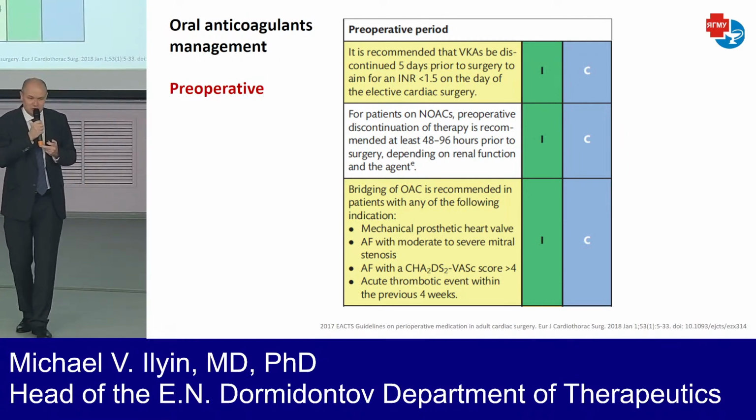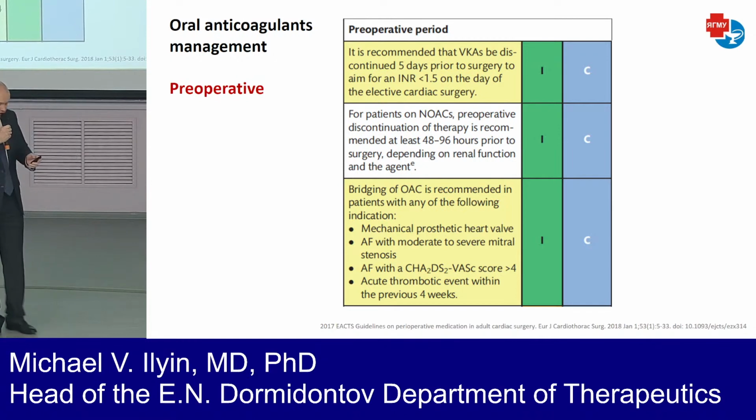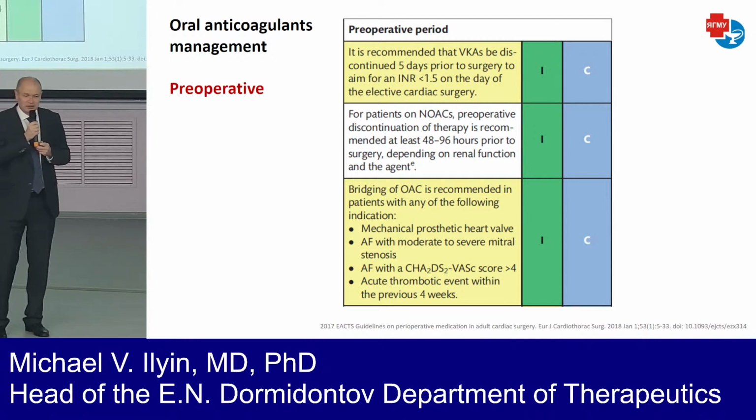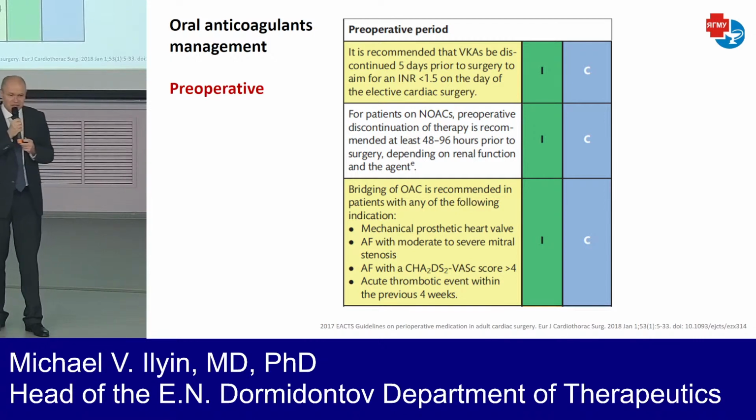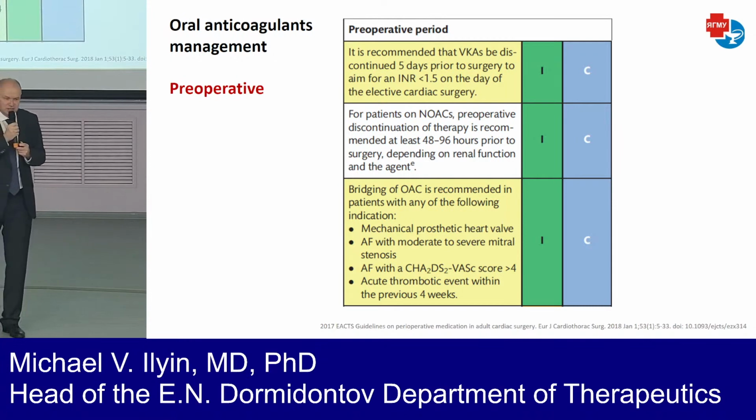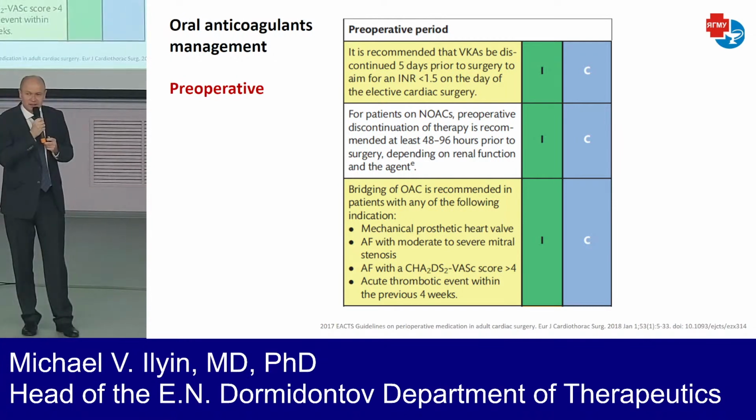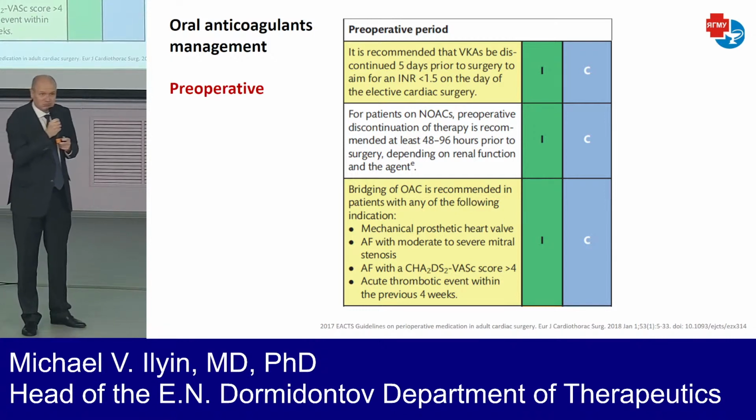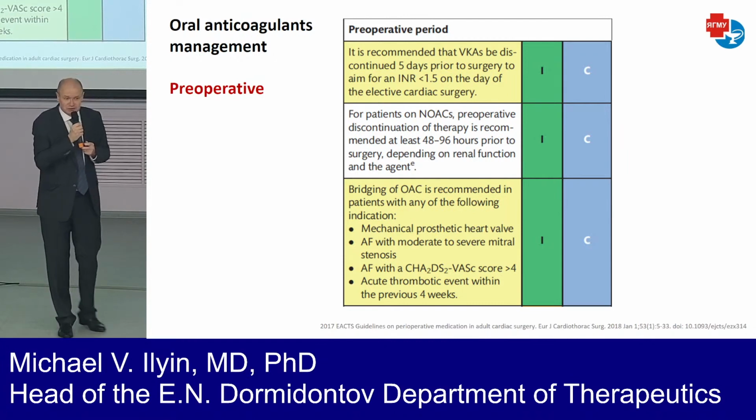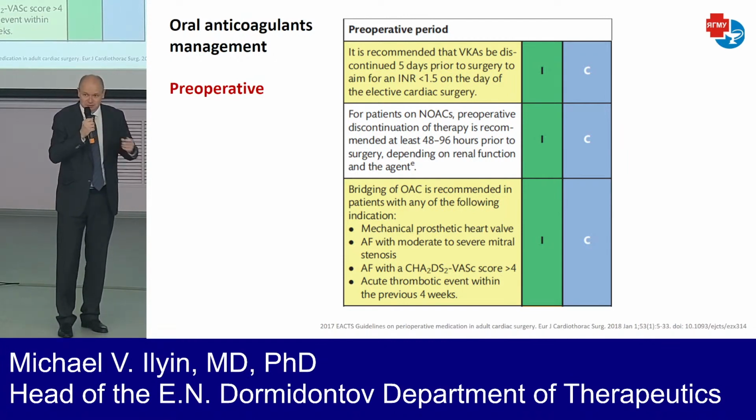1.5 on the day of the elective cardiac surgery. And you see a very high level of recommendation, 1C. For patients on non-vitamin K oral anticoagulants preoperatively, discontinuation of therapy is recommended at least 96 hours prior to surgery, depending on renal function and the agent. So we see that we have to take into account the renal function, and the state of the patient. That means and the agent.